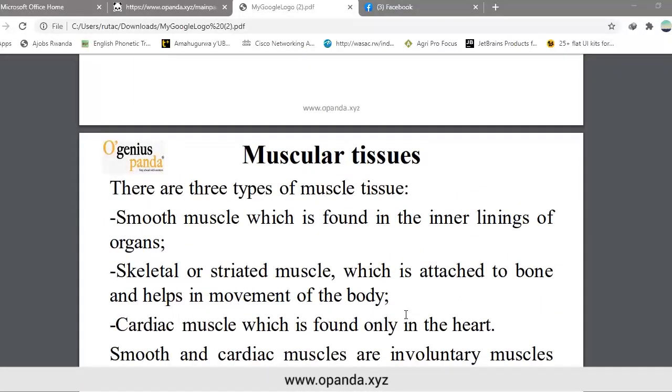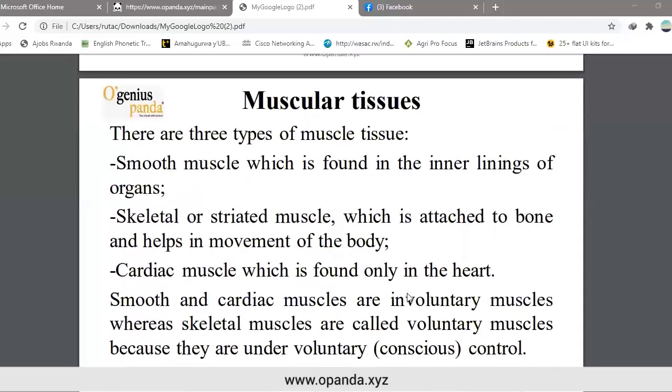Muscular tissues. There are three types of muscle tissue. Smooth muscle, which is found in the inner linings of organs. Skeletal striated muscle attached to bone and helps the movement of the body. We have also cardiac muscle, which is found only in the heart. Smooth and cardiac muscles are involuntary muscles, whereas skeletal muscles are called voluntary muscles because they are under voluntary or conscious control.